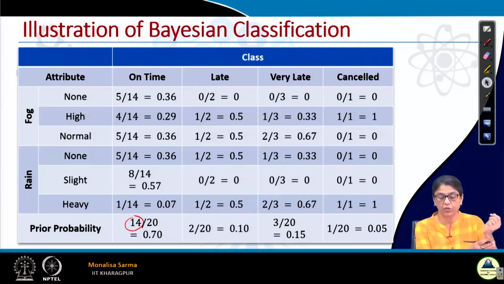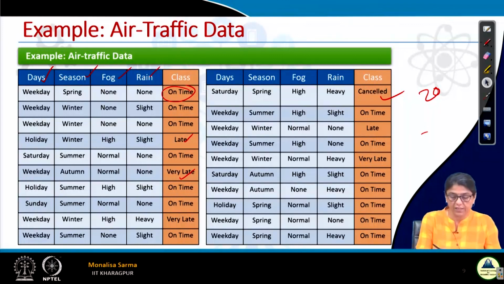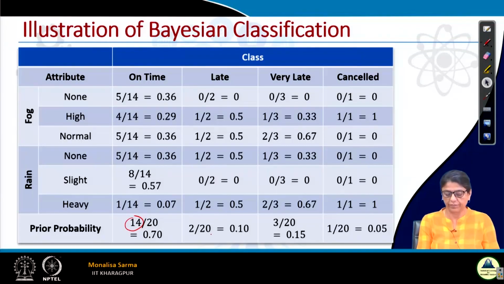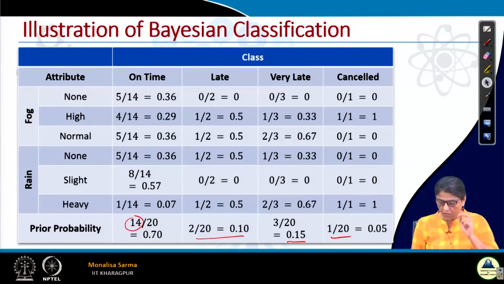Similarly, out of 20, 2 are late. That we can very easily see here: there is one late here and one late here, no more late. So the prior probability of late is 2 by 20. Similarly, for very late there are 3 occurrences, and for cancel there is 1 occurrence. So this is how we find the prior probability.